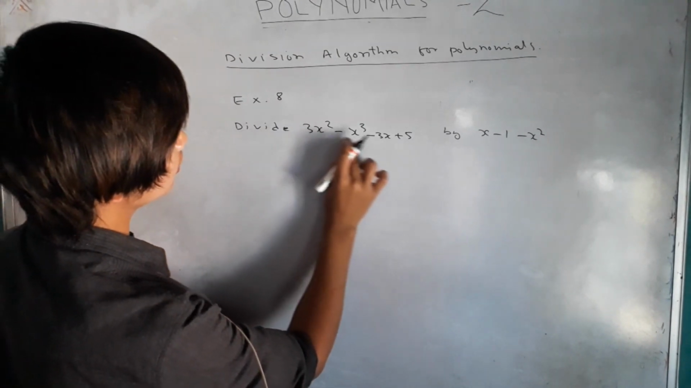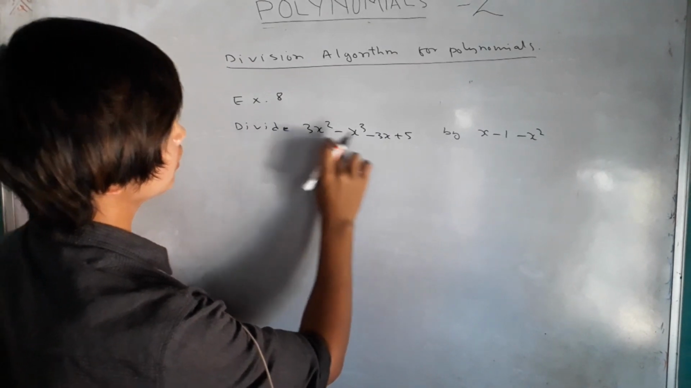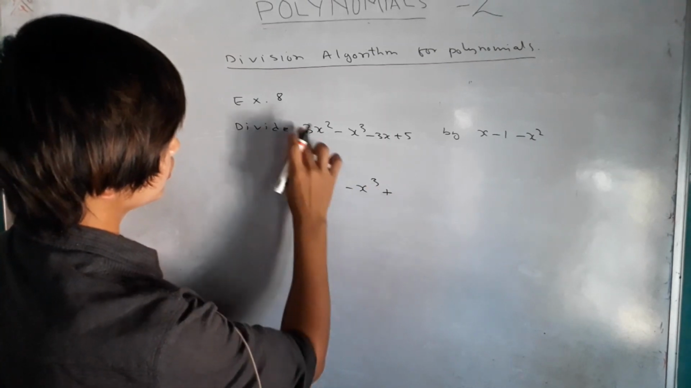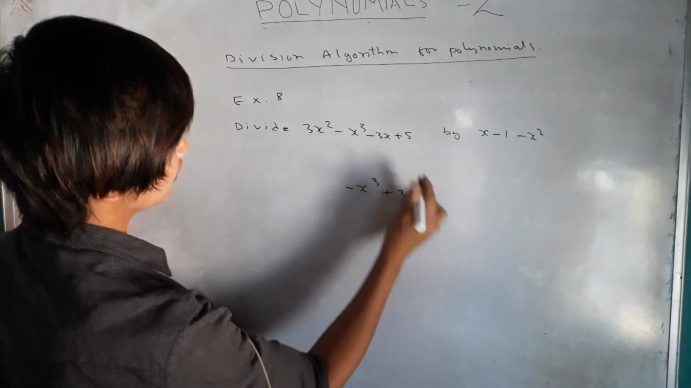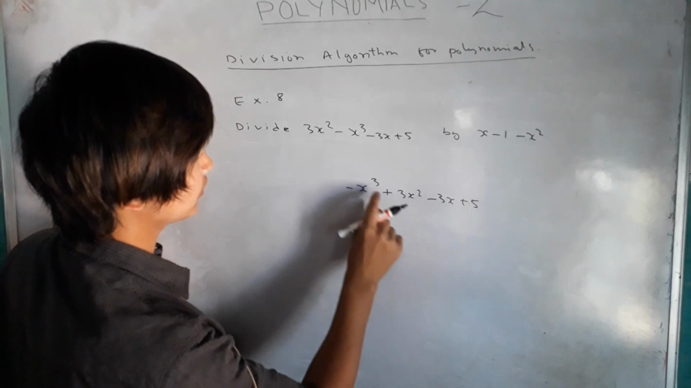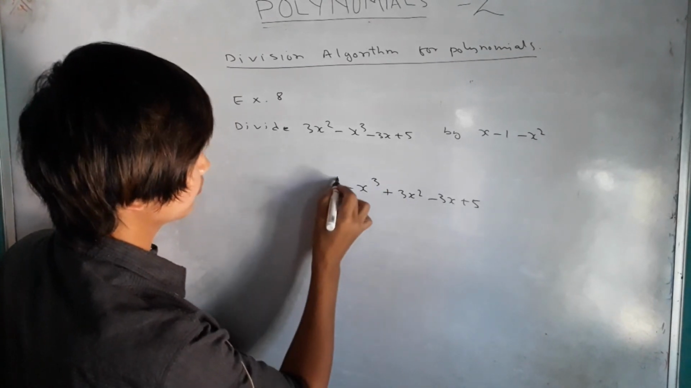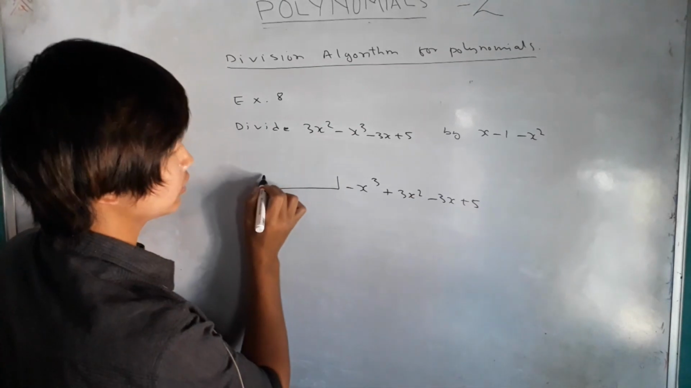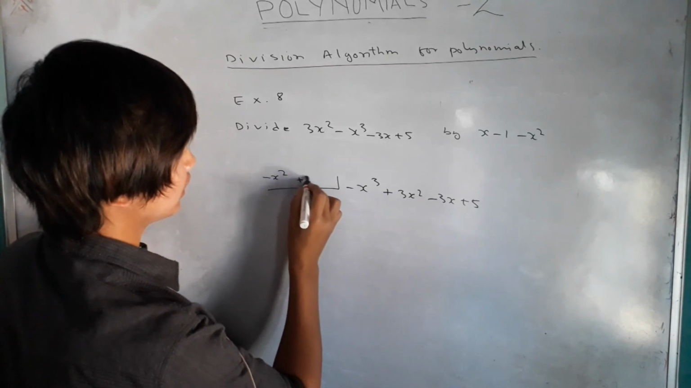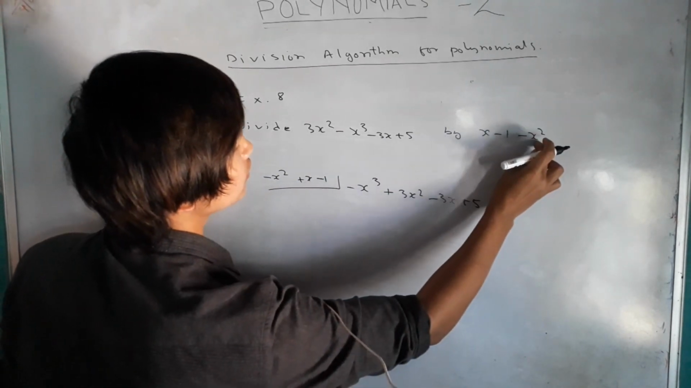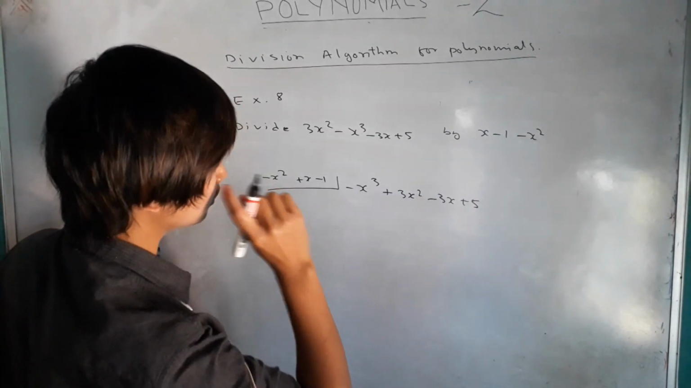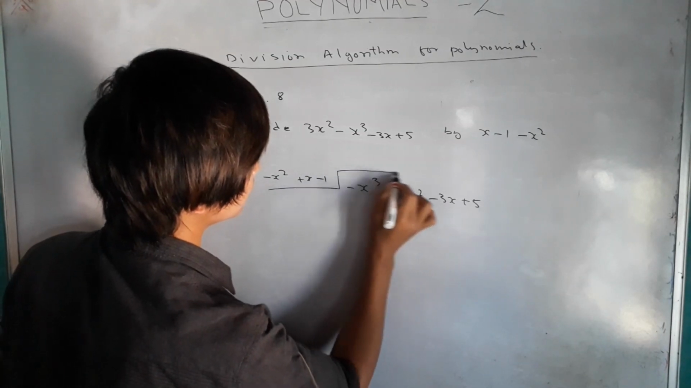See here, the arrangement is not in the proper order, so first we will rearrange. So minus x cube, then plus 3x square, and minus 3x plus 5. This is the proper order. It is in descending order of the power of x. Here also there is no order in the signs, so I will maintain the order: first minus x square plus x, then minus 1. When this comes here, there will be no change in sign. I have already said this in the last lecture.